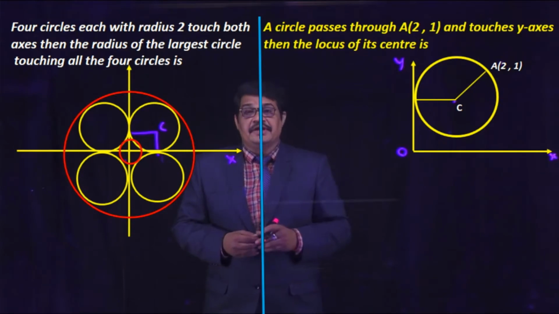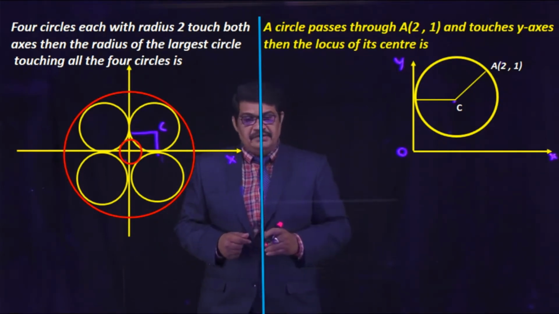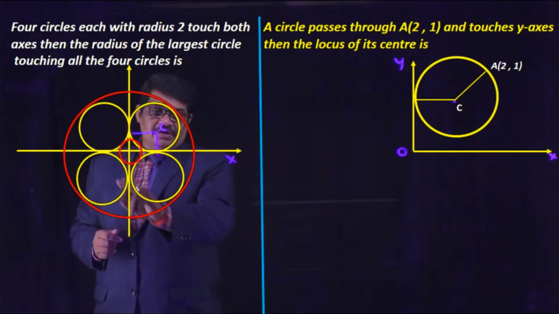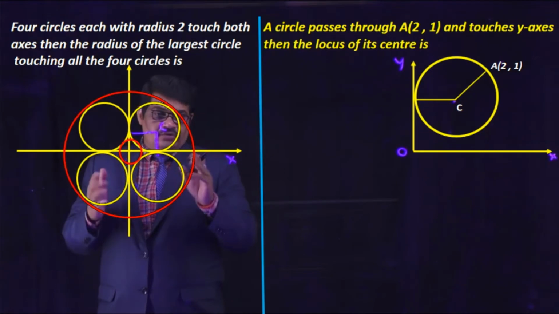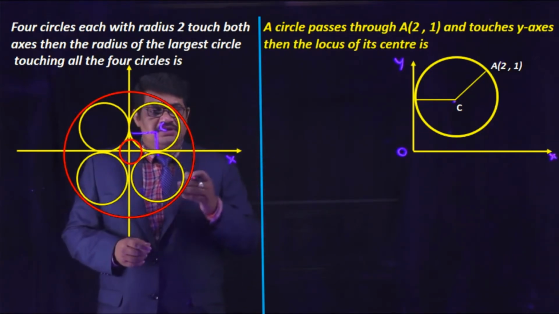What is the radius of that circle? We have to find the radius of the largest circle. So this is the largest circle. We have to find the circle's equation and the radius of that circle.